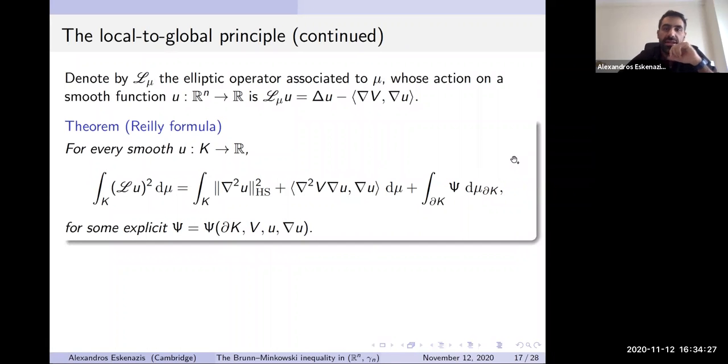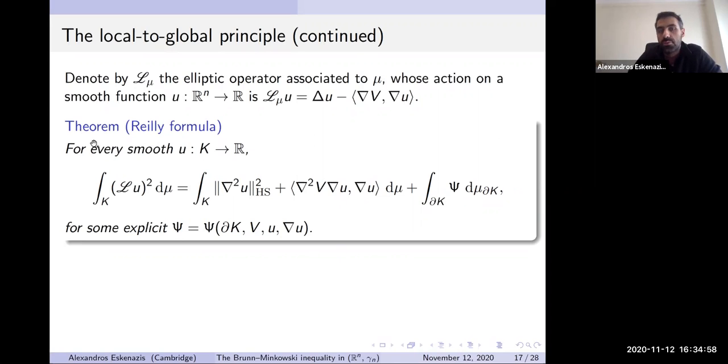And now here is, I think, the main idea in this local to global principle. So we're going to denote by L sub mu the elliptic operator that's associated to mu. So it's the Laplacian minus the gradient of the potential, comma, the gradient of u. Recall that before, the potential for the Gaussian measure is x squared over 2. So its gradient is just x. So that's really the operator which satisfies the integration by parts formula with respect to mu.